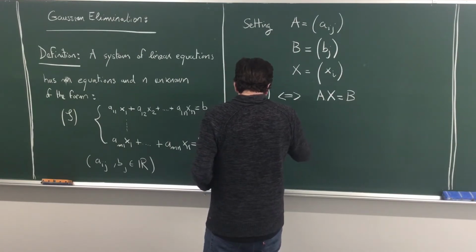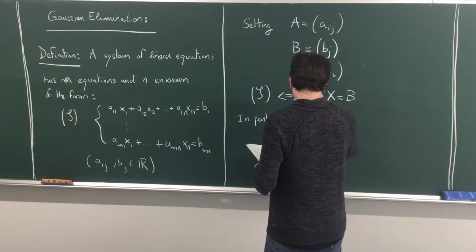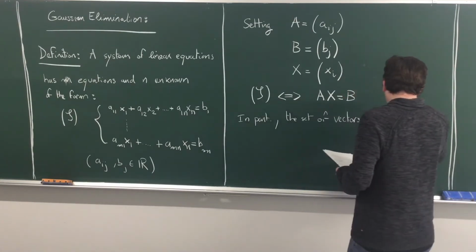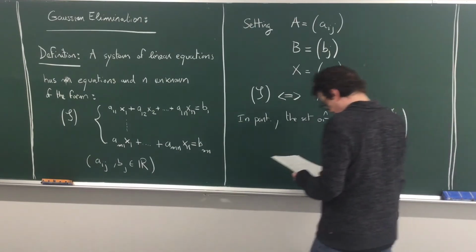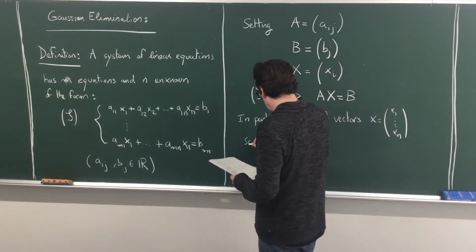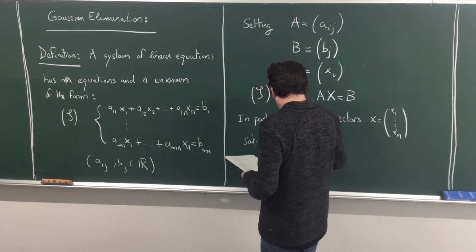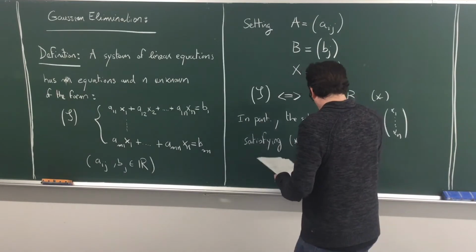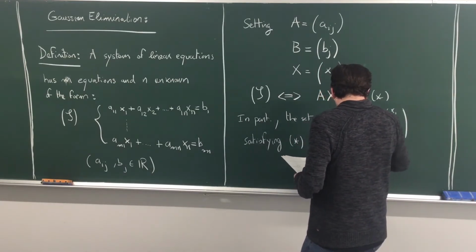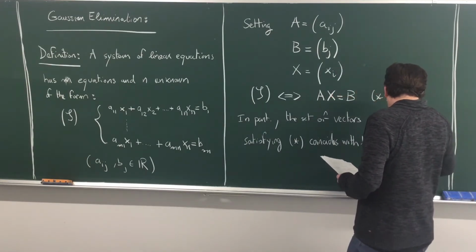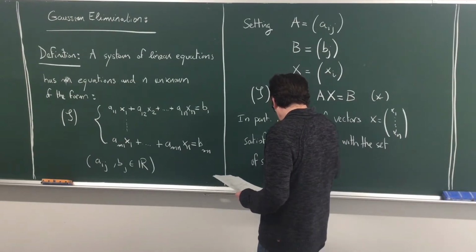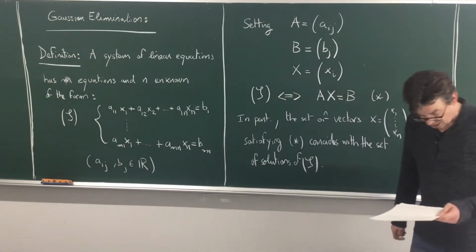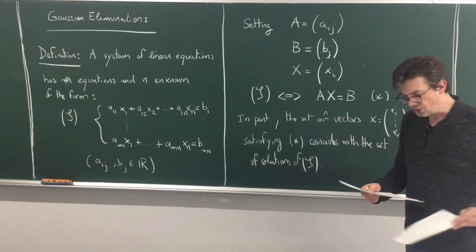In particular, the set of vectors X, x1 to xn, satisfying this equation that I call star coincides with the set of solutions of the system of linear equations S. So to solve the system is exactly to solve an equation of matrix.